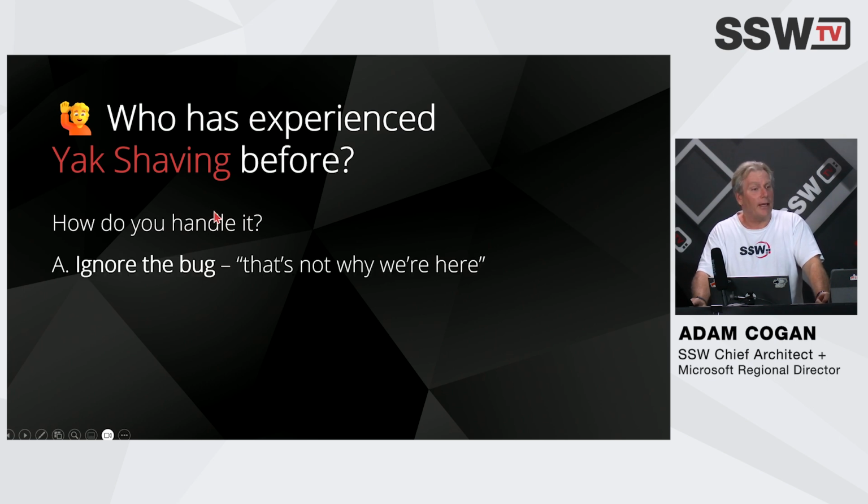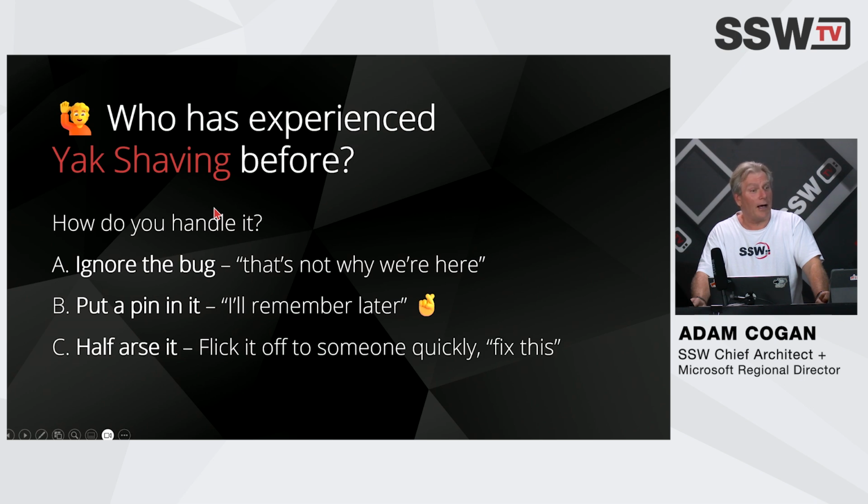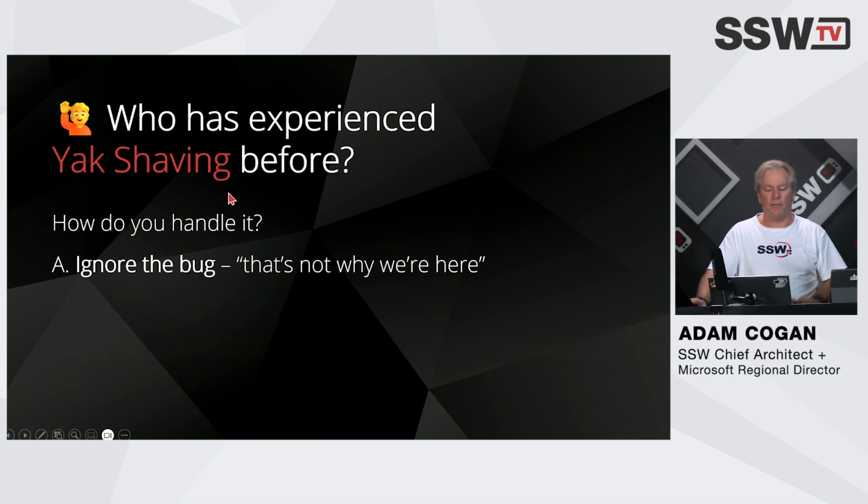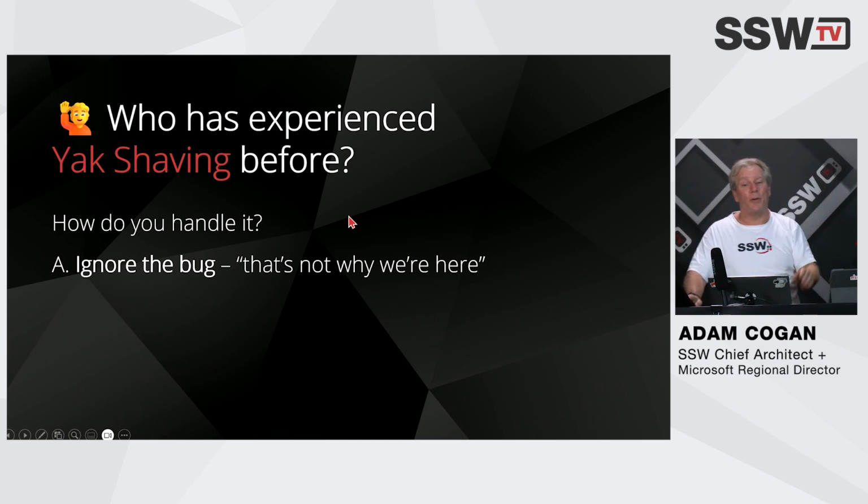You've got A, ignore it. B, put a pin in it. C, half-ass it and send a screenshot. Or D, just stop and report it there and make the meeting longer, or you don't finish it. So who's in the camp of A generally? Who prefers A? Wow, no one likes to ignore it, but wow, that's different to meetings I've been in.